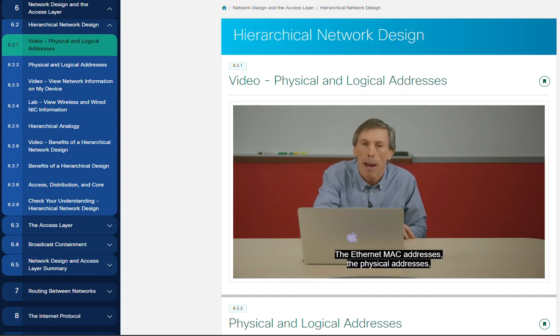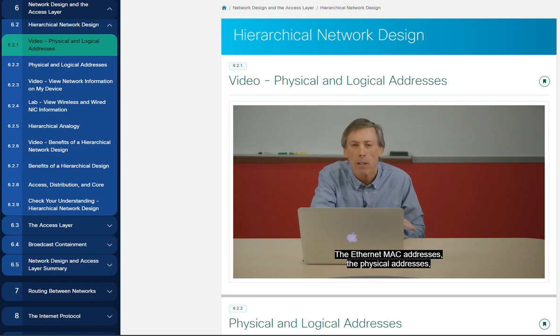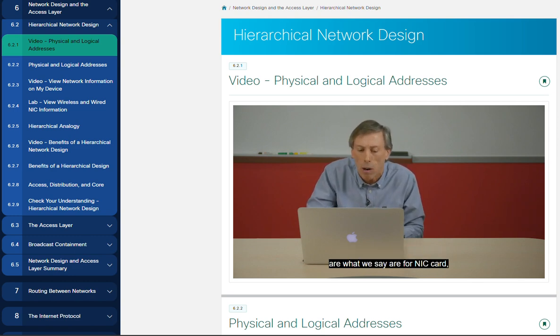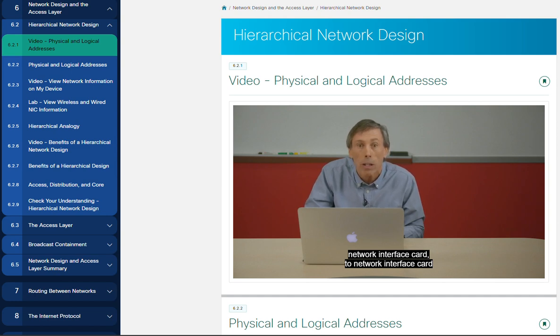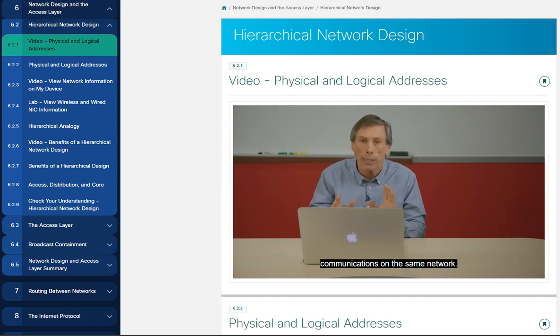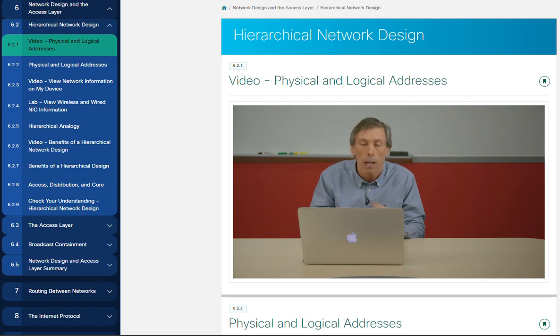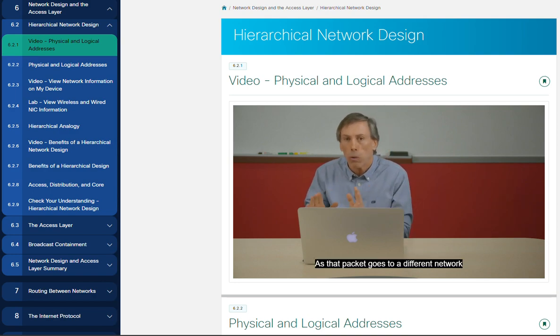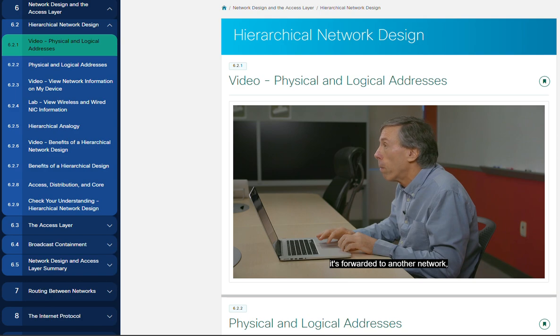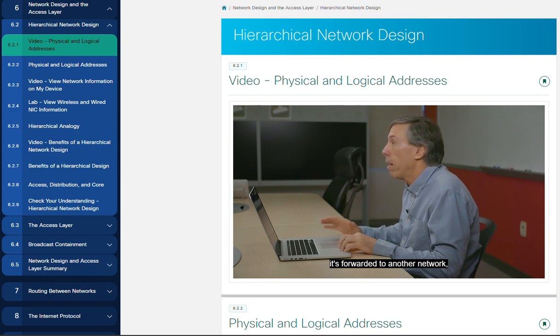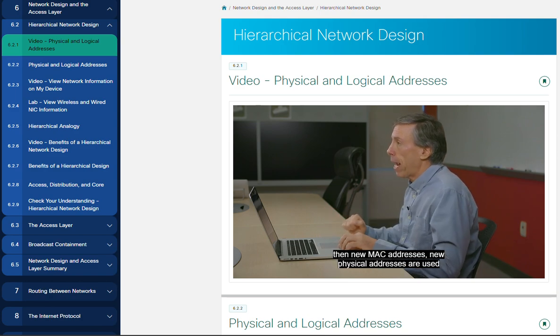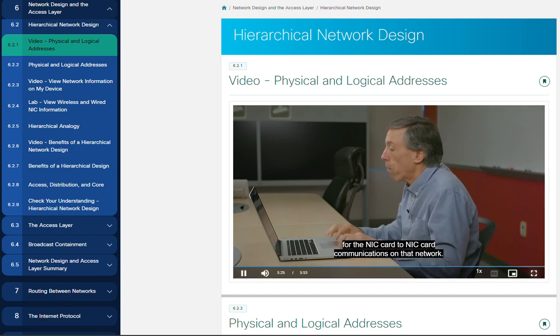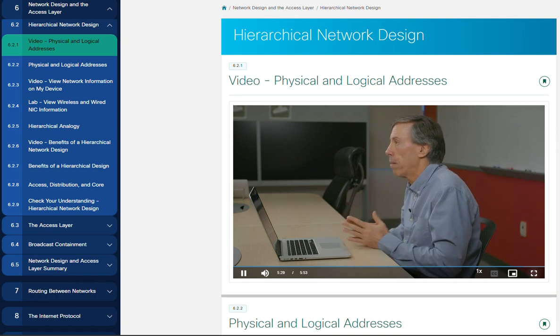The Ethernet MAC addresses, the physical addresses, are what we say are for NIC card, network interface card to network interface card communications on the same network. As that packet is forwarded to a different network, then new MAC addresses, new physical addresses are used for the NIC card to NIC card communications on that network.